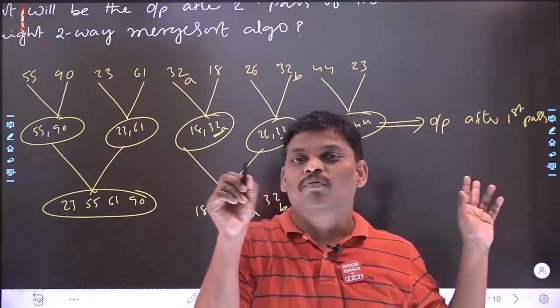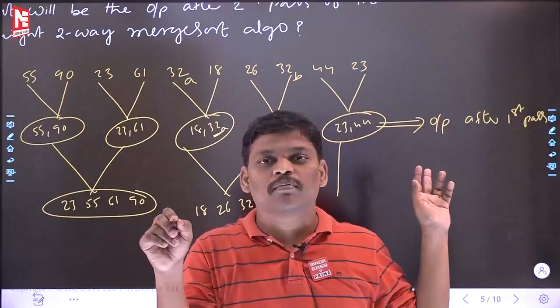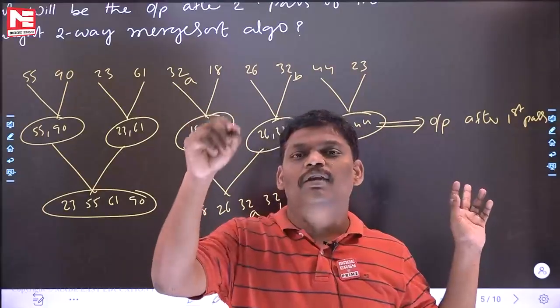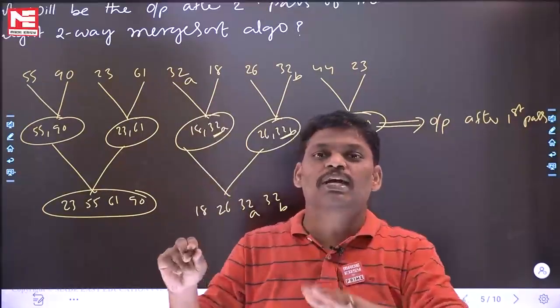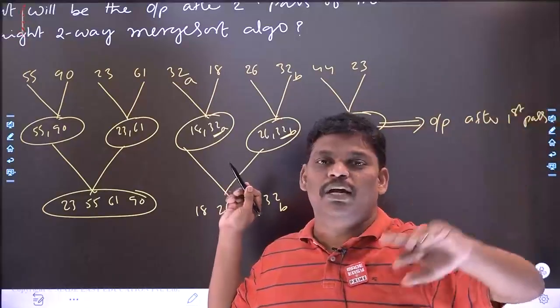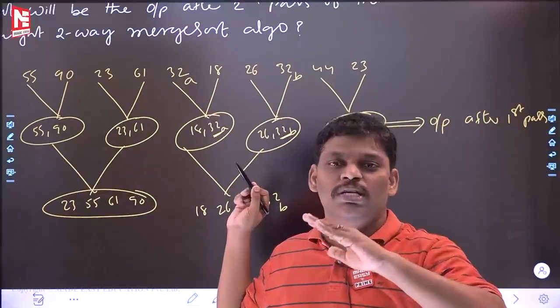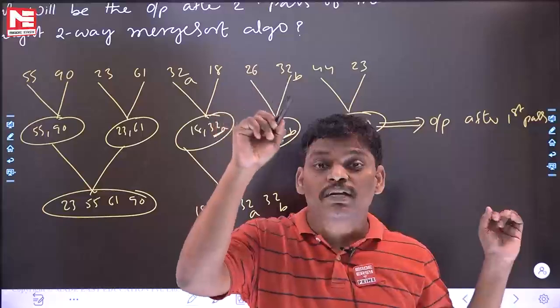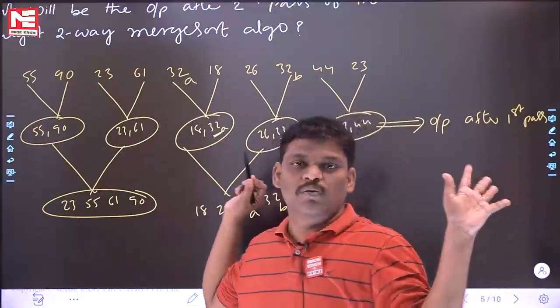Again I am repeating. What is the meaning of stable sorting algorithm? Repetitive elements order will not change after sorting is known as a stable sorting algorithm. Merge sort is a stable sorting algorithm because repetitive elements order will not change after sorting. But quick sort is not stable. Afterwards we will see what is the reason.